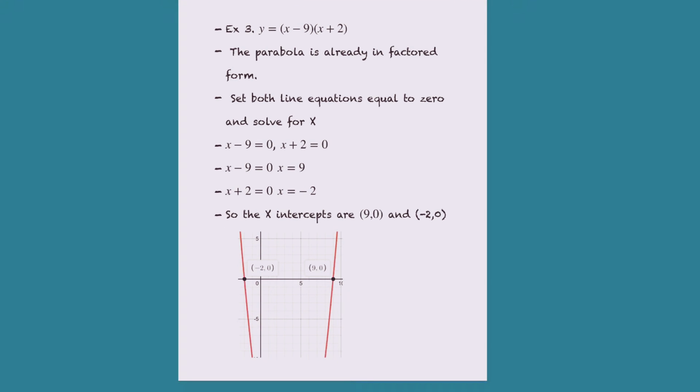Okay, example 3. Y equals x minus 9, x plus 2. Once again, it's already in factored form. So we have to set both line equations equal to 0 and then solve for x. So our first, x minus 9, goes down here. X minus 9 equals 0, then x equals 9. X plus 2 equals 0, x equals negative 2.